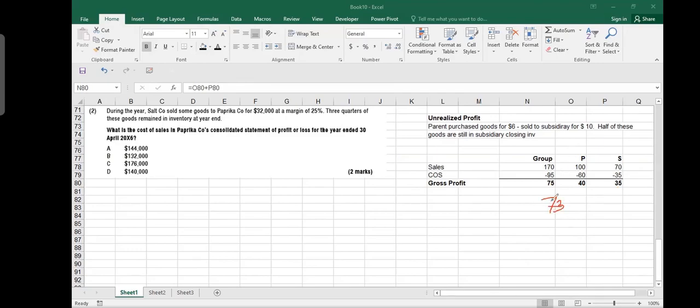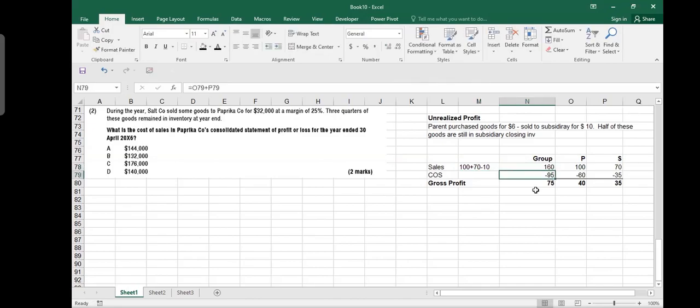Now, logically, mathematically, it should be 73. Now, how should we show the numbers? If you remember, you've got the formula here for group sales. Group sales are parent sales 100 plus subsidiary sales 70 minus intragroup sales 10. The group should say my sales are 160.